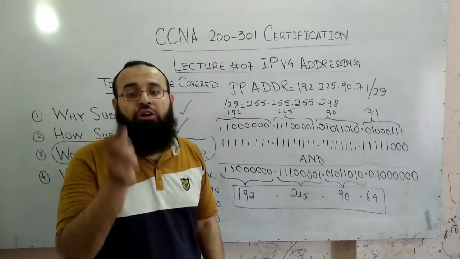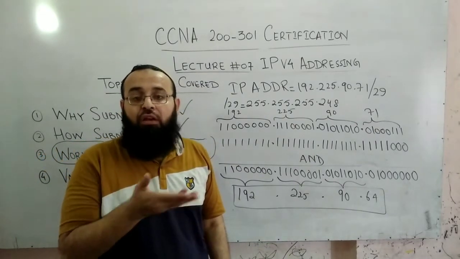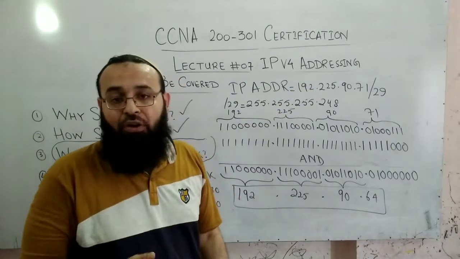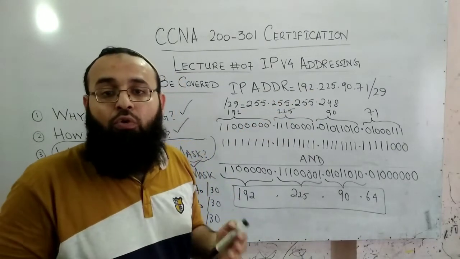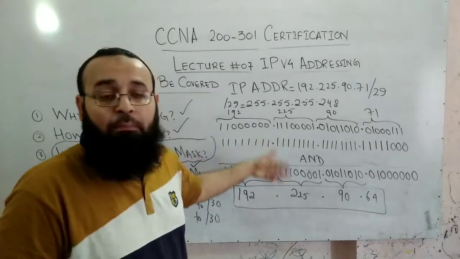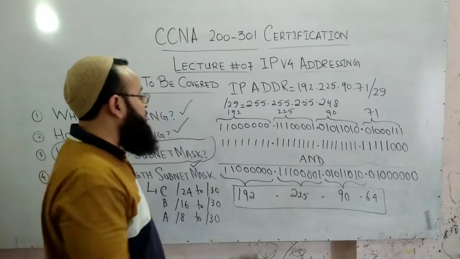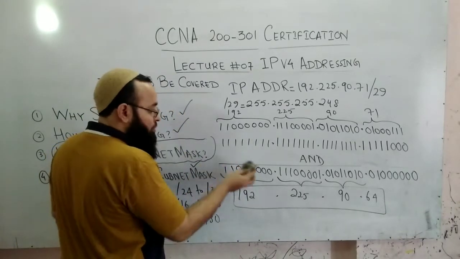Now coming to a shortcut method, how to find the network address of this IP address by a shortcut method, because this is a very cumbersome method. Who will perform this bit by bit AND operation in an examination? So there is a shortcut which I am going to tell you now. This working should be clear to you now.